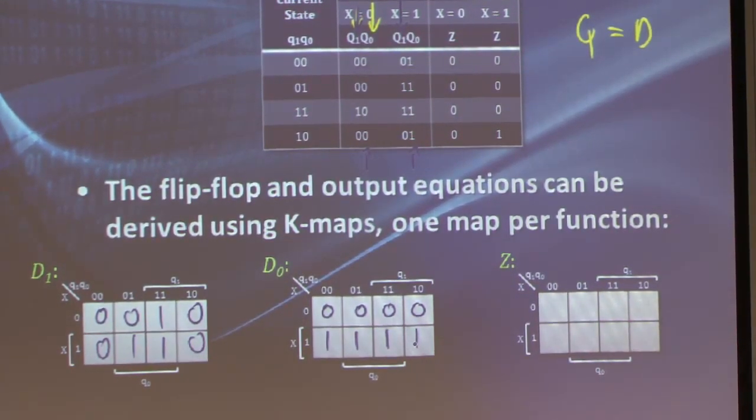Now for the output Z, I just read those outputs here for when x is 0 and when x is 1 for all the possible current state combinations, just like I've done before. So when x is 0, all the Z's will be 0 as well. When x is 1, I do have the pattern of zeros and then just a 1 at the end.